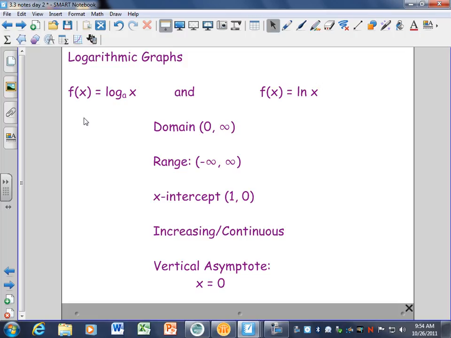The x-intercept is 1, 0. Unlike exponential, where it was the y-intercept. Again, these are increasing and continuous functions. And you will always have a vertical asymptote. If there's no transformation, that asymptote would always be at 0. So again, we could add this to our functions that we did back in chapter 2, I think. We should be able to recognize what these functions look like.